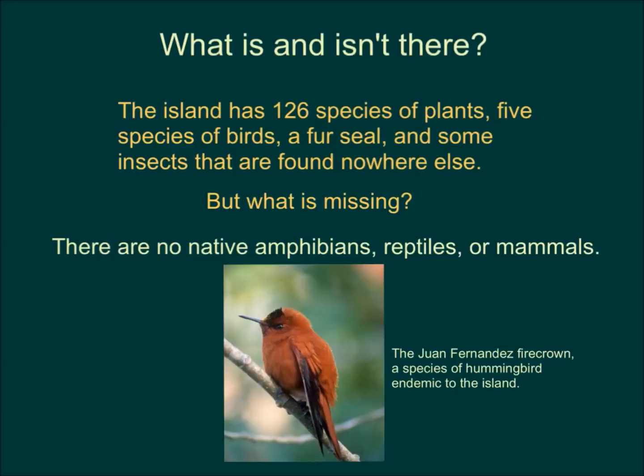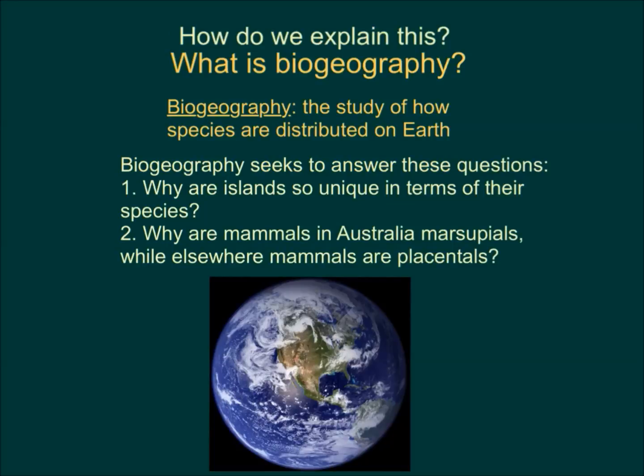The island has 126 species of plants, 5 species of birds, a fur seal, and some insects that are found nowhere else. But what is missing? Well, there are no native amphibians, reptiles, or mammals. See, at the bottom you can see the Juan Fernandez firecrown, a species of hummingbird endemic to the island. Why are all these things missing? And how do we explain this?